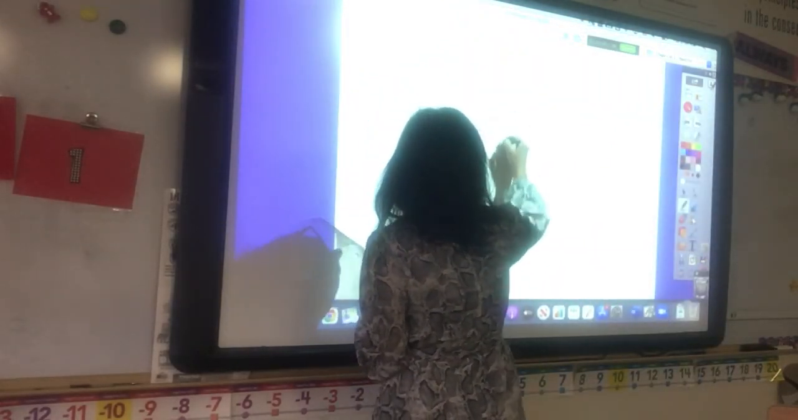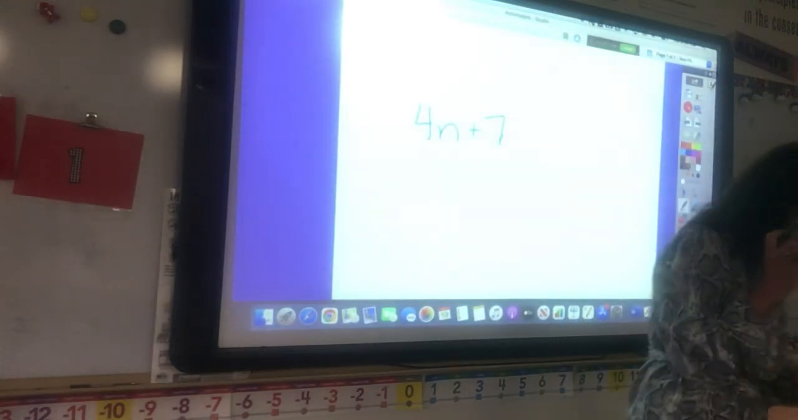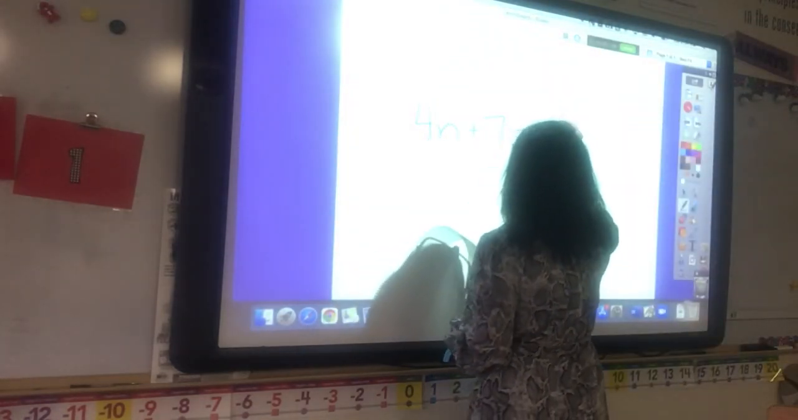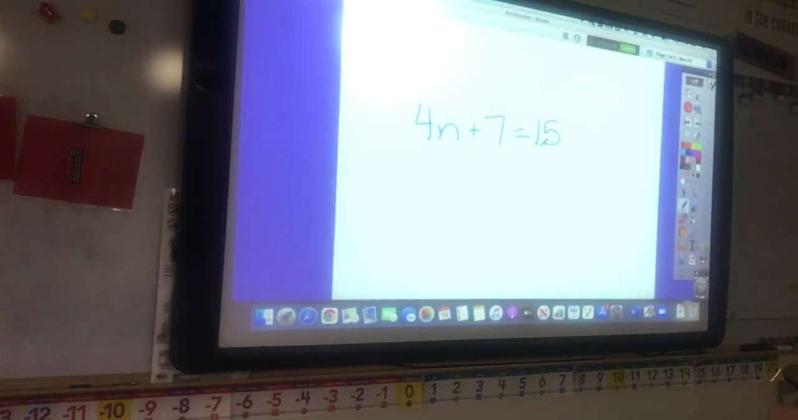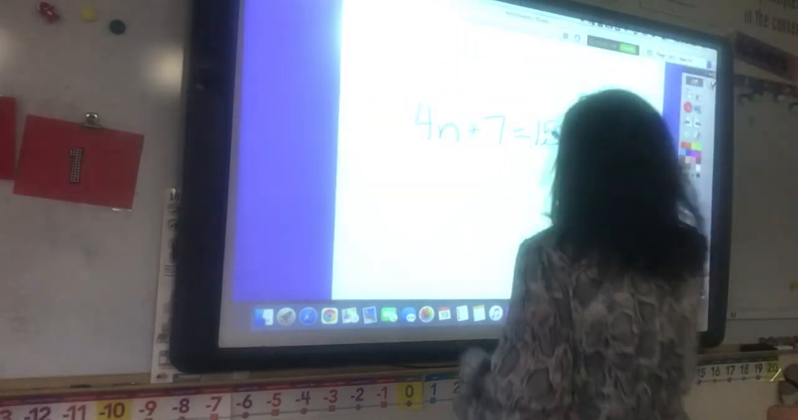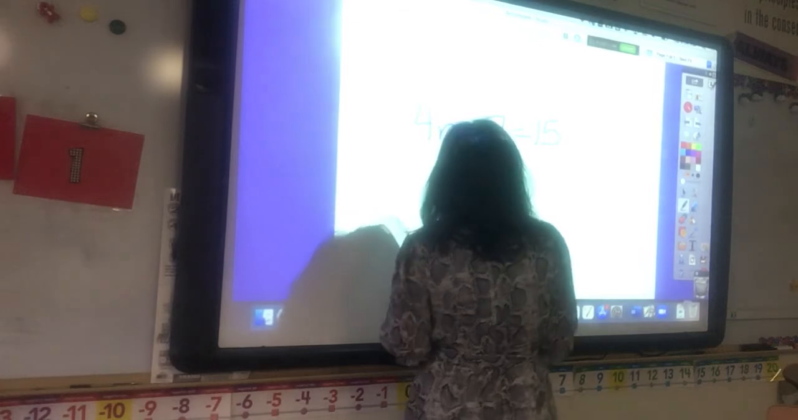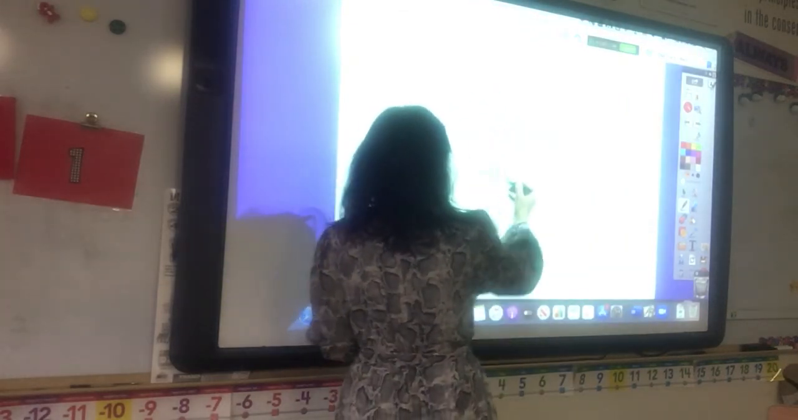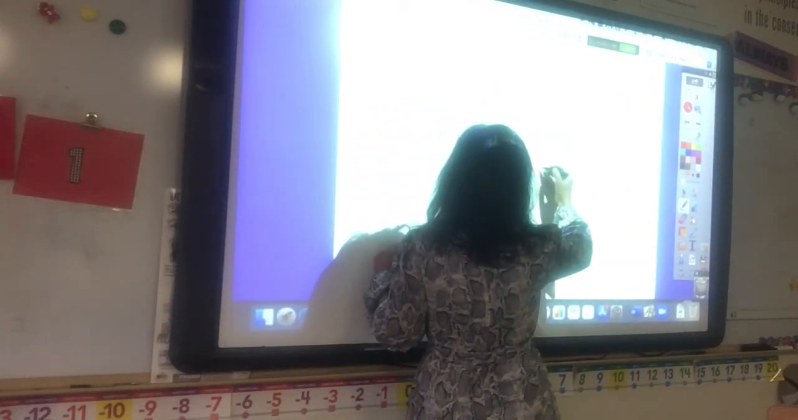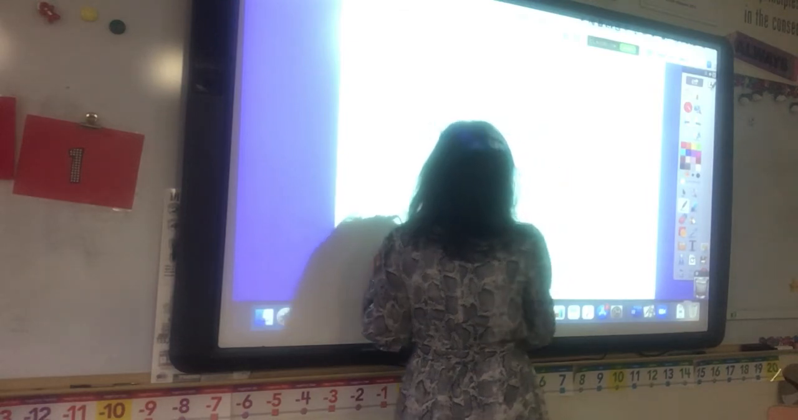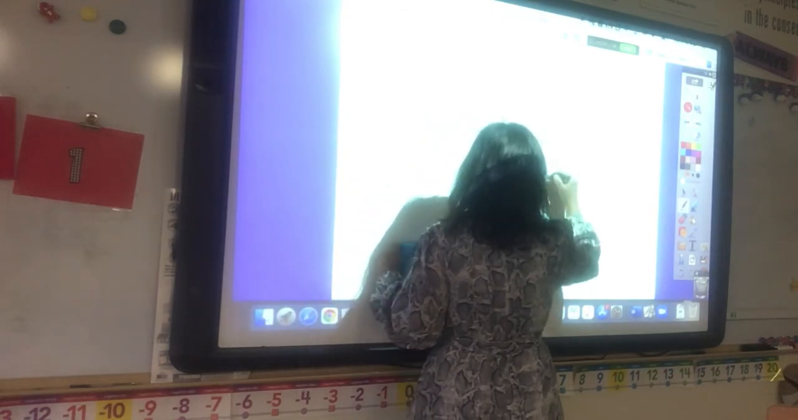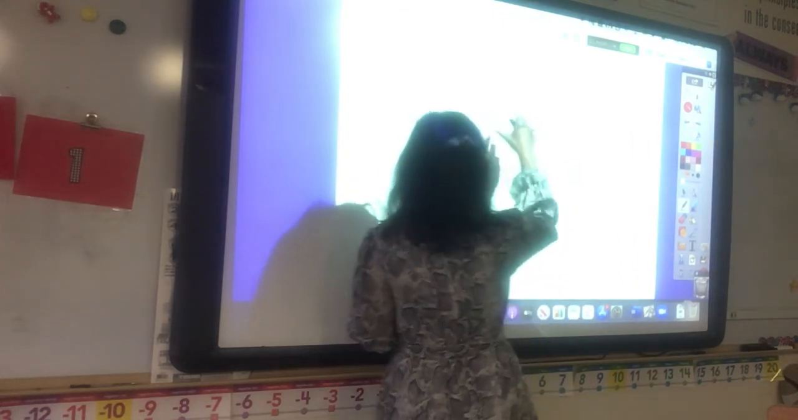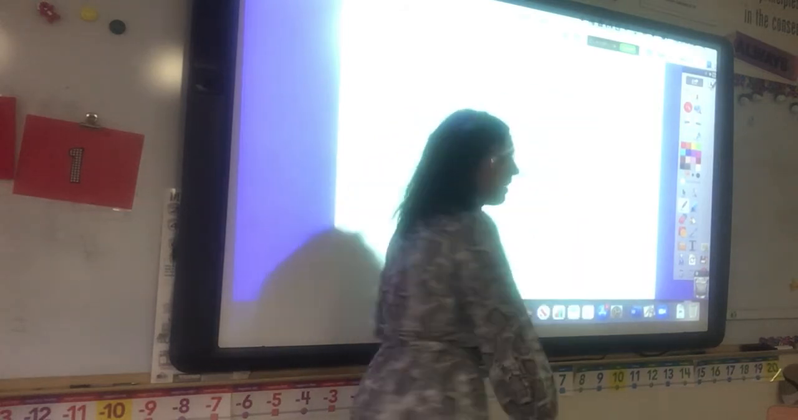4n plus 7 equals 15. Okay, so what's our first step going to be? Annika. Bringing plus 7 down. Right, tell me what our middle step's going to be. 4n equals, plus 7. Eight. Sorry, give me a whole middle step. 15 minus 7. 4n equals 15 minus 7. Exactly. That's a plus 7. We have to bring it over and subtract it.